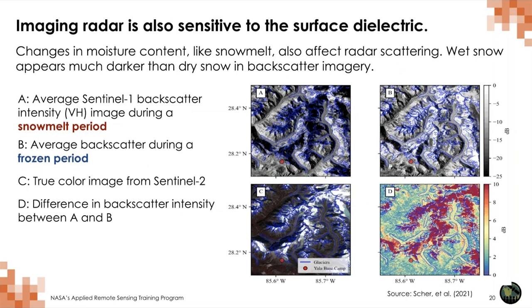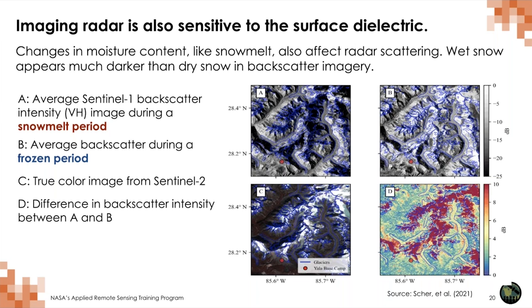There's one other thing imaging radar is sensitive to for our purposes today, which is changes in moisture content, like snow melt or rain on soil. And this will also really affect radar scattering. So in the example below, I'm showing images from a paper I authored last year on snow melt over glaciers in high mountain Asia. And in panel A, I'm showing an average SAR backscatter intensity image during a snowmelt period. Note that the region is dark relative to panel B, which is the average scattering during a frozen period, so when all of the snow is dry.